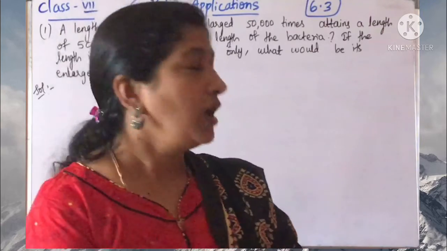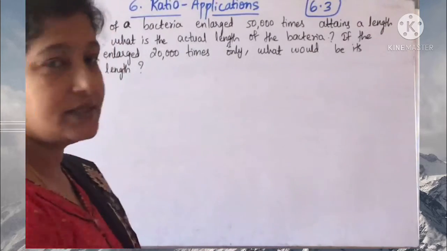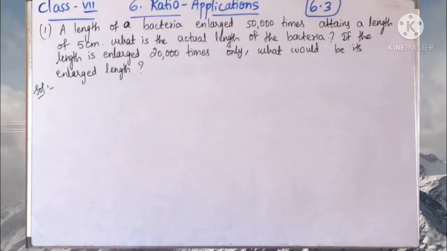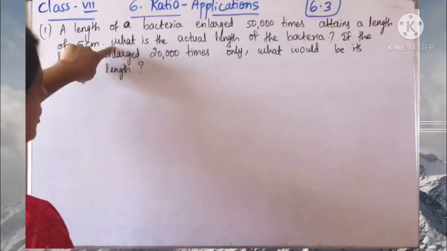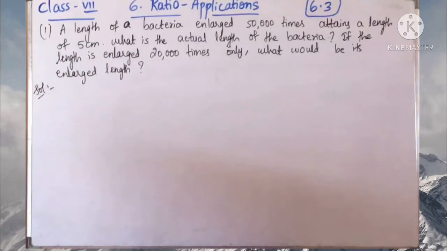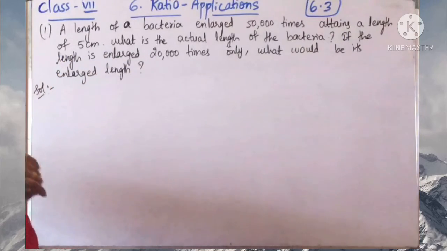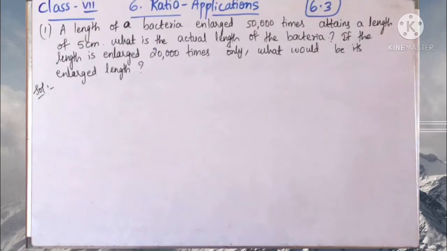Today in this video, I am going to discuss exercise 6.3 of Unit 6, Ratio Applications, of class 7. In the first question, the length of a bacteria enlarged 50,000 times attains a length of 5 centimeters. What is the actual length of the bacteria? And the second question is, if the length is enlarged only 20,000 times, what would be its enlarged length?